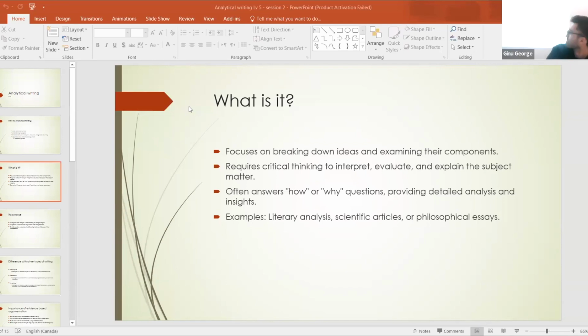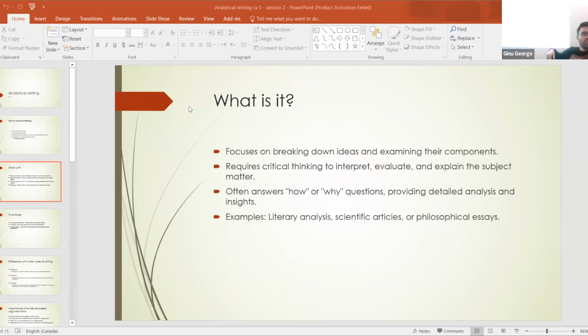So that's right. Focus on breaking down ideas and examining their components or parts. All right. Another meaning that it has is this critical thinking aspect, right? When it comes to interpreting or evaluating, which we're going to do eventually, okay? This idea of evaluation is very important. What that means is basically being able to say whether this argument is good or not.